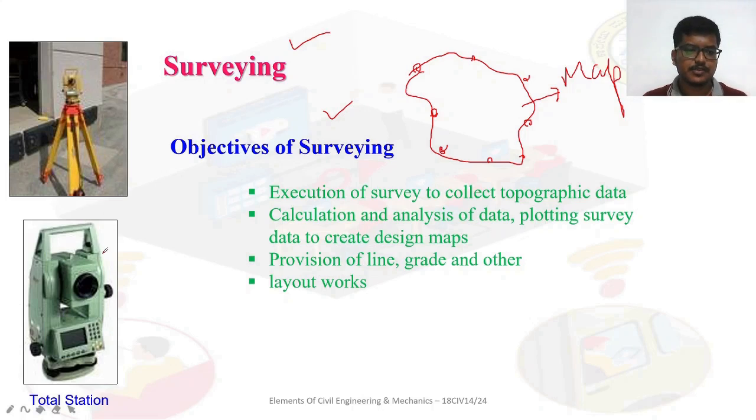In the picture you can see this is the total station. It is an advanced surveying instrument. The tripod goes with the total station. Once you enter the branch, you will get to know about them.